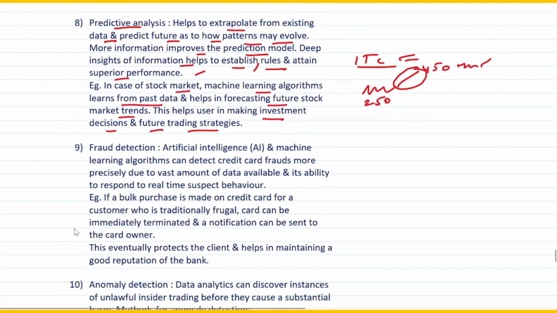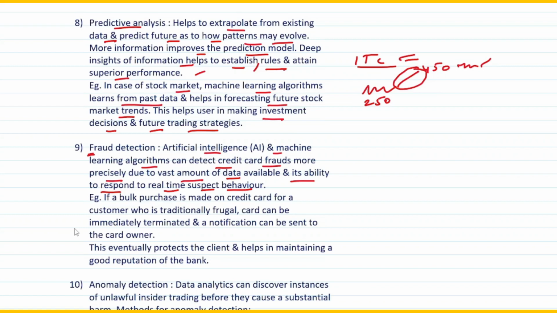Okay. The next one we talk about in PPF is fraud detection. So F for fraud, right? Now, why is fraud detection so important in data processing? Artificial intelligence and machine learning algorithms can detect credit card frauds more precisely. Why? Due to the vast amount of data available and their ability to respond to real-time suspect behavior. Right? So why is fraud protection so important, and how does data processing help in fraud detection? Basically, if you use artificial intelligence or machine learning algorithms, they can detect credit card frauds. Otherwise, there can be huge loss to the company as well as the client. So in that case, data processing plays a very pivotal role.